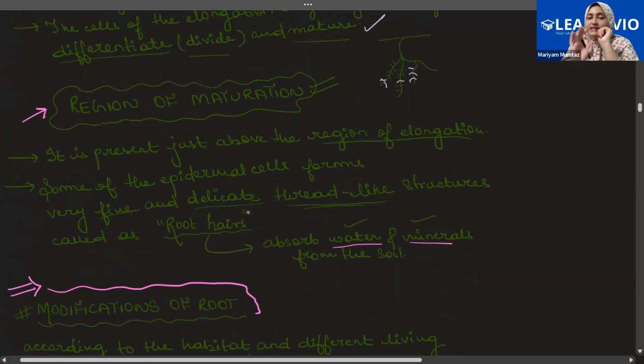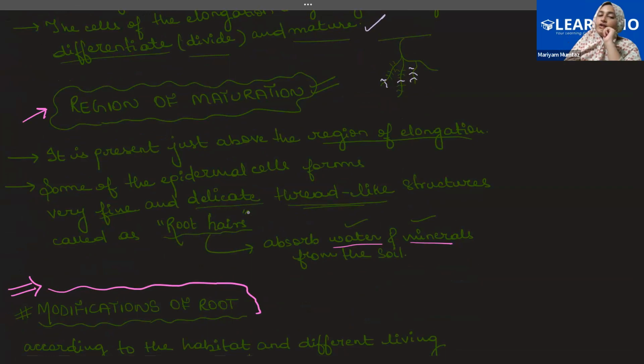Then comes the last region, which is almost nearing the ground or the soil, right? The level of the soil. So the region of maturation. Now this one is present above the region of elongation. And why is it so significant? It is significant because this region shows the presence of root hairs. Okay, root hairs are present in this region.